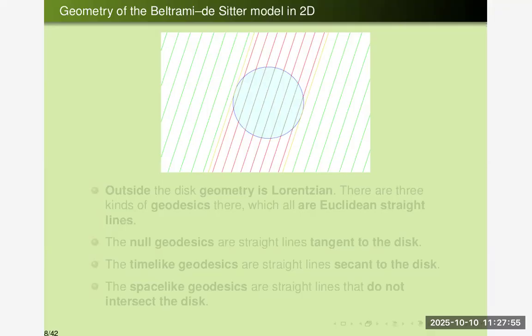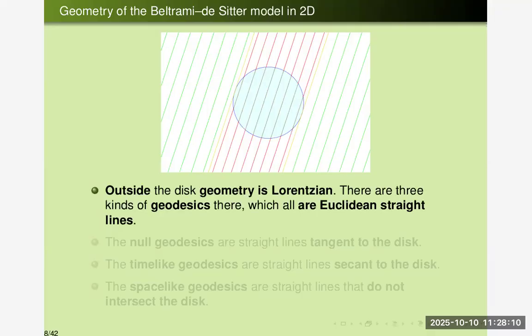Time-like geodesics are these red lines. So these are Euclidean lines starting somewhere in infinity and approaching scri. Okay? So these are the red lines. As I said, the null geodesics are straight lines tangent to the disk.